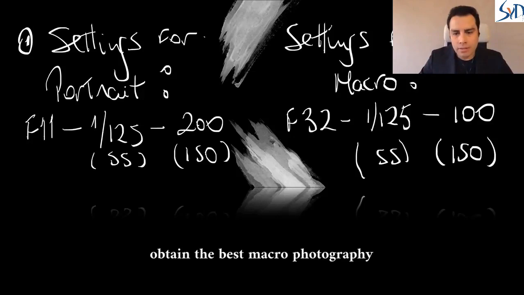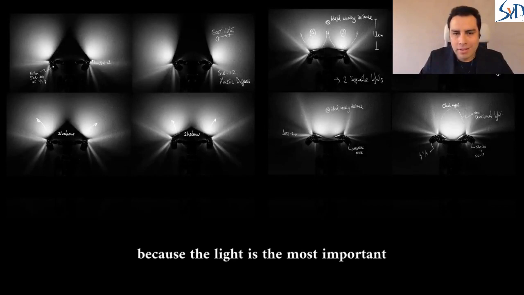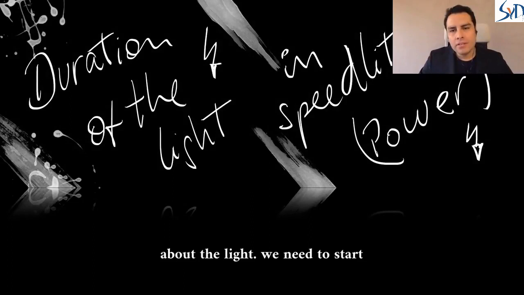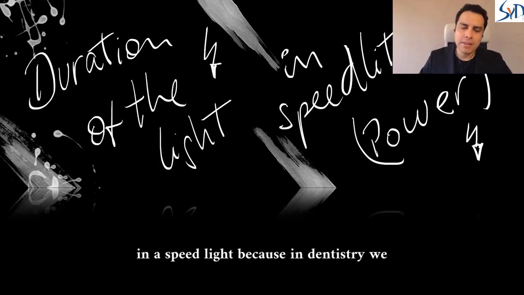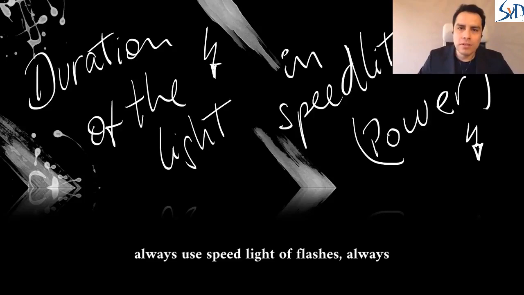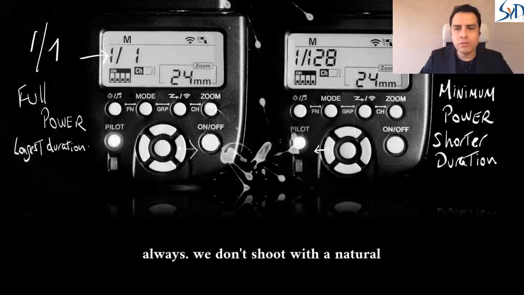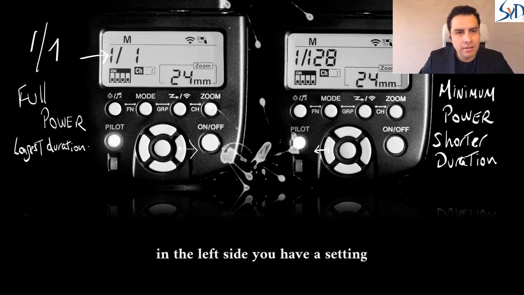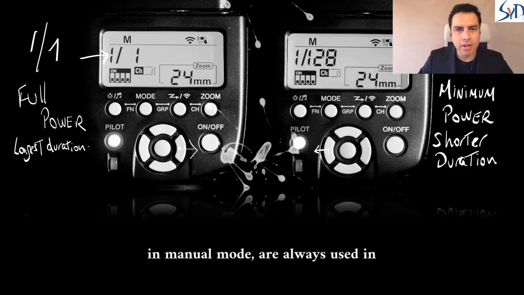Because the light is the most important element in photography, we need to talk about the light, okay? So we need to start by understanding the duration of the light in a speedlight, because in dentistry, we always use speedlights or flashes, always. We don't shoot with natural light or continuous light. These are speedlight flashes. And if you see on the left side, you have a setting in manual mode. I always use the flashes in manual mode.